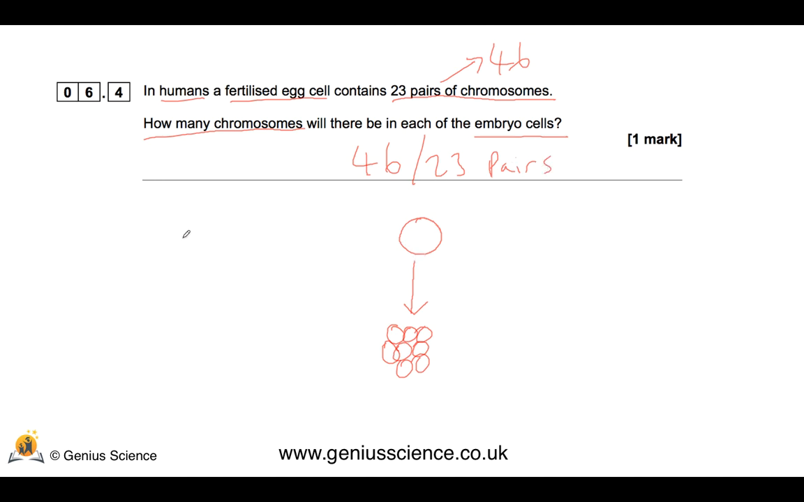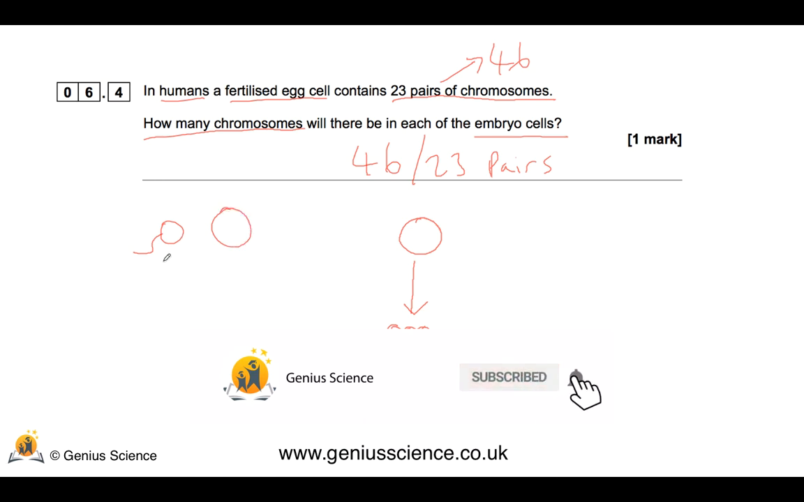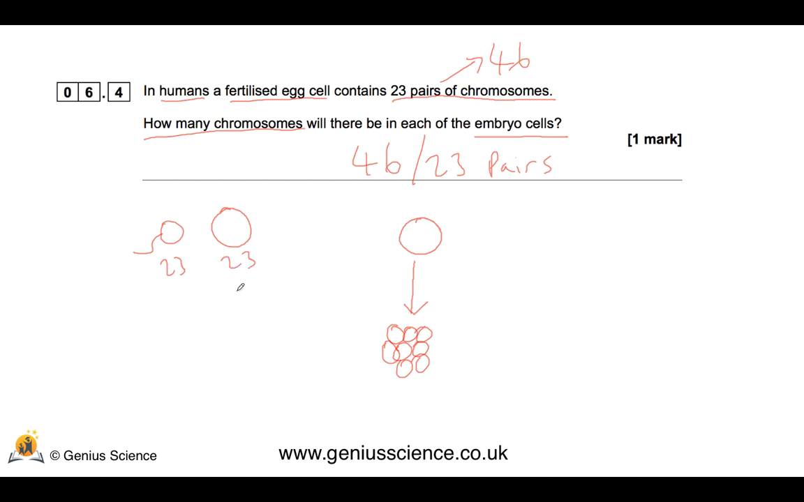Now, all body cells will have 46 chromosomes. However, sperm cells and egg cells will have 23 chromosomes. Okay, 23 chromosomes. That's one set. So what we call these cells that have one set, these are called haploid cells, and 23 is the haploid number for humans. When there's two sets of each chromosome, so the chromosomes are in pairs, these are known as diploid cells. So for humans, the diploid number is 46.